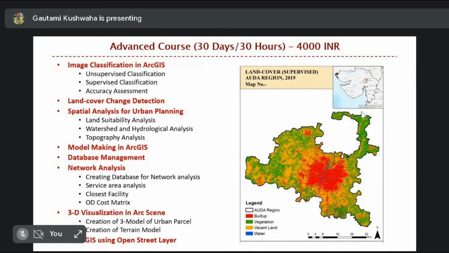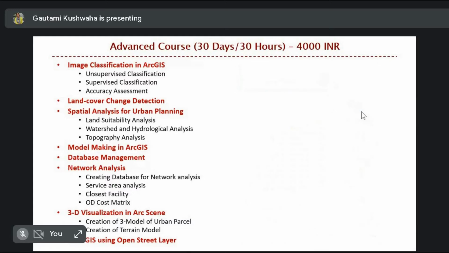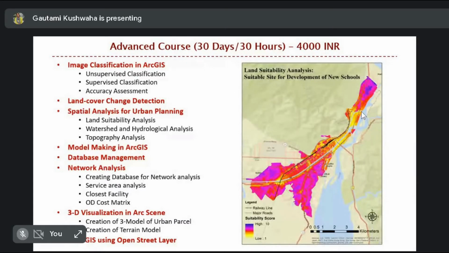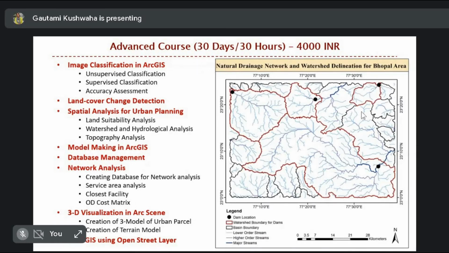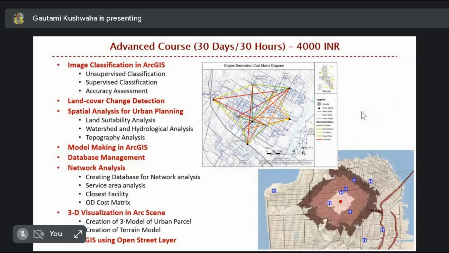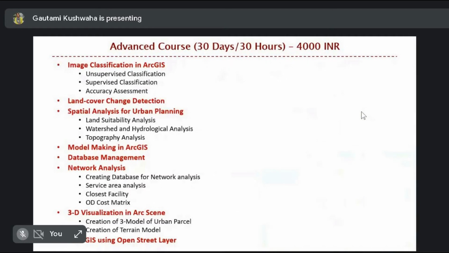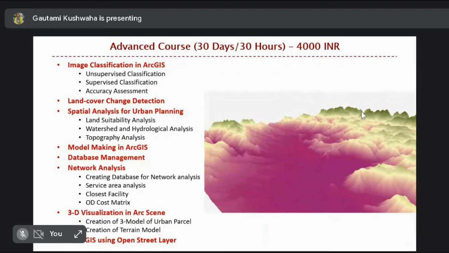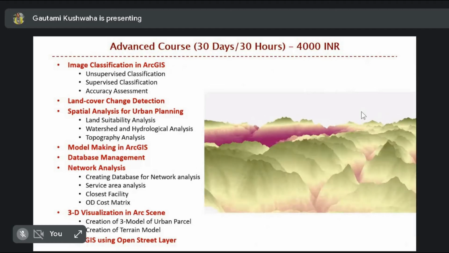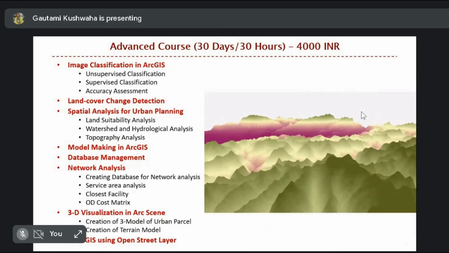So these are the results from that. This is land cover classification, then land cover change, and the land suitability analysis. This one we performed for finding a suitable location for new schools. Then this is hydrological analysis, terrain analysis, and model making. And this is network analysis problems. And this is the model which we created using ArcGIS. So these are the topics we will be covering in the advanced course.